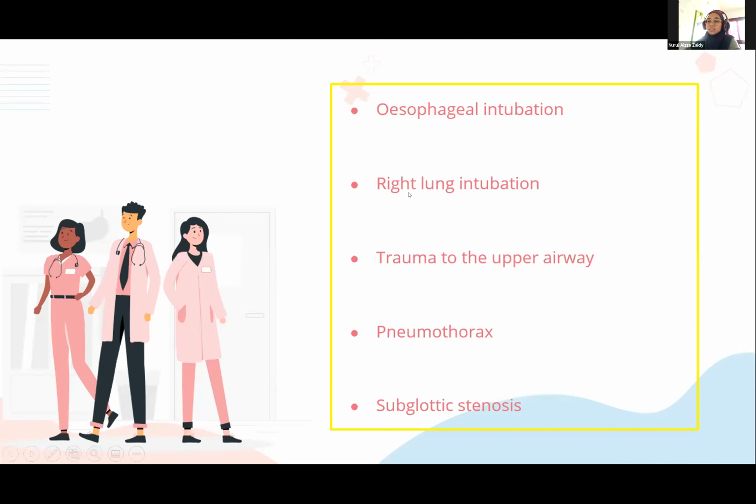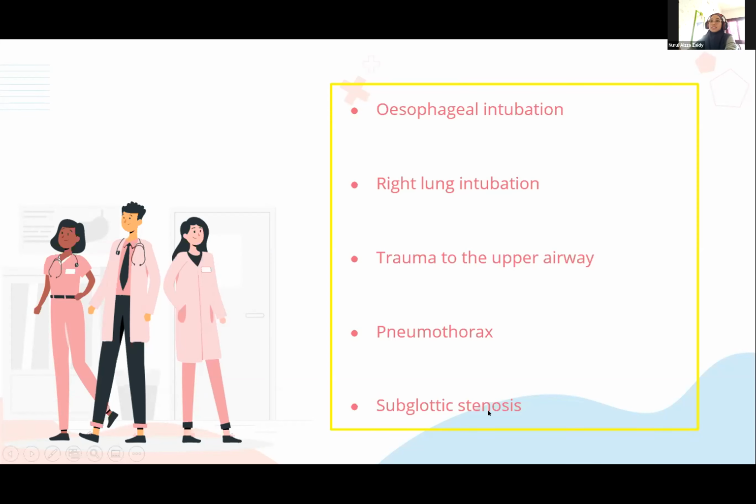Then right lung intubation. When the endotracheal tube gets into the right lung, the right lung will be hyperventilated, while the left lung will be hypoventilated, right? So now the left lung lacks oxygen. It can cause lung collapse on the left lung, and then trauma to the upper airway, pneumothorax, and subglottic stenosis.